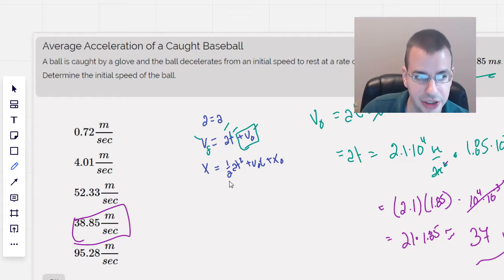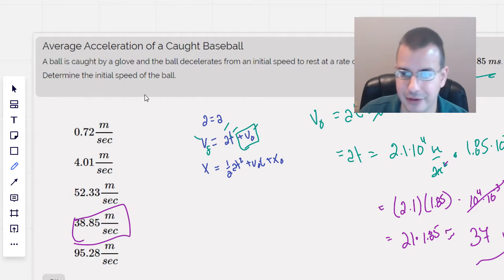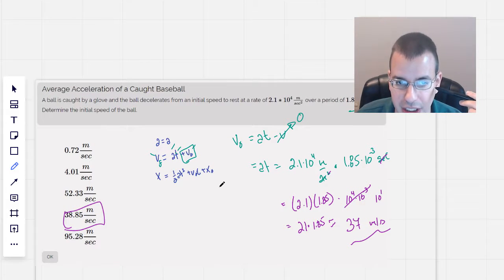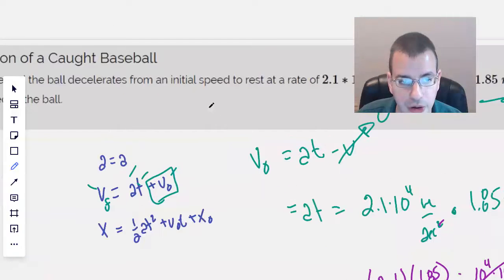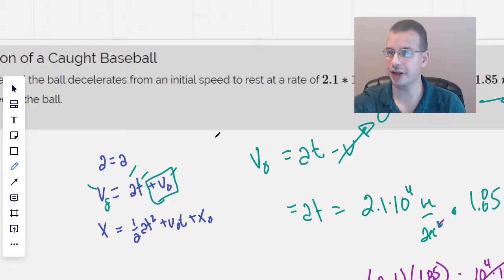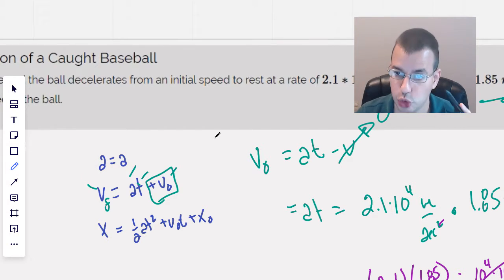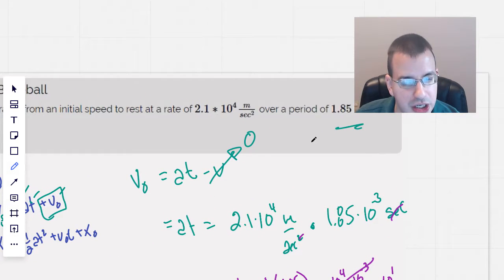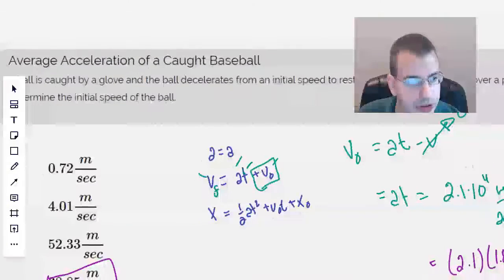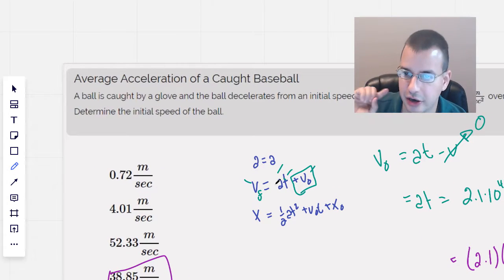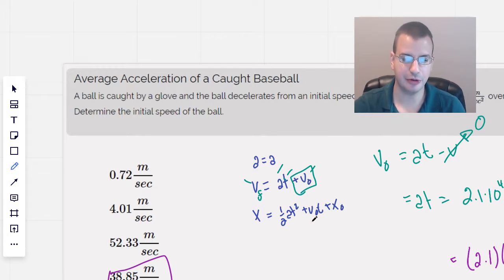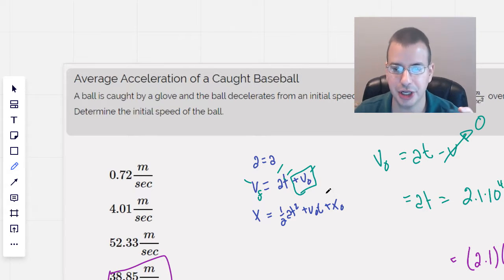So what do you think about this? Going back, kind of recapping, if you will. A ball is caught by a glove, decelerates from an initial speed to rest. So from a mystery initial speed to rest, which we know is a final speed of 0. And we're given some numbers, an acceleration and a time. So we're thinking, all right, kinematic equations. Write down our three kinematic equations. There's kind of a fourth one, we'll deal with that one in future problems when it comes up.